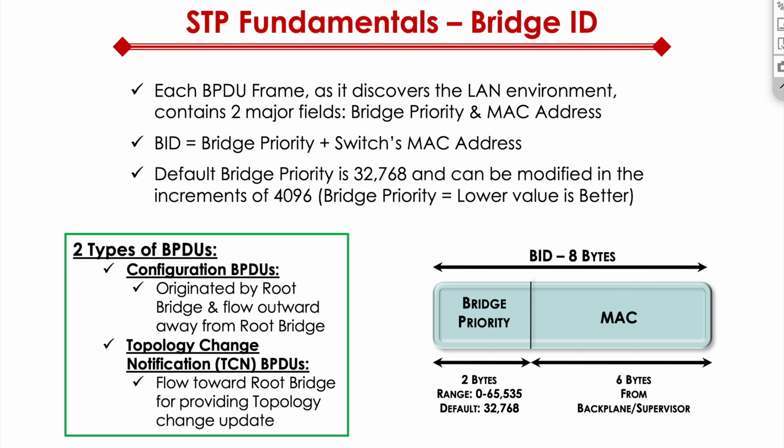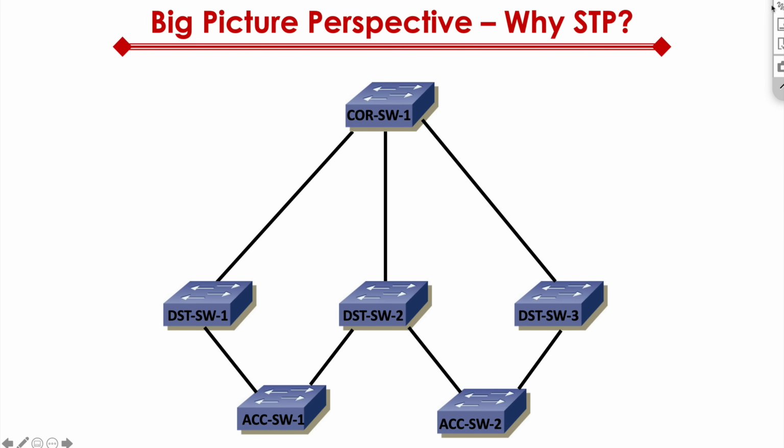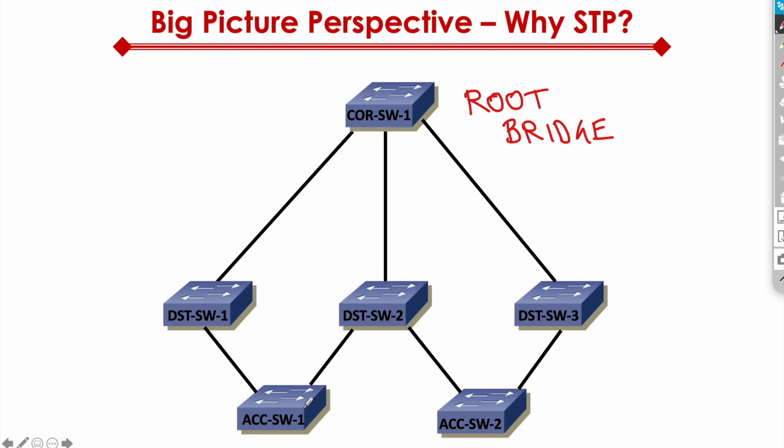Now let me explain what I mean by that right here. If this guy up at the top ends up becoming the root bridge of our network, what that means is all of these switches here in our environment are going to try to find a way back to the root without causing loops. So this link will get blocked, this link will most likely get blocked, and access switch 1 at the bottom will go through distribution switch 1 up to core switch 1. And access switch 2 is going to go to distribution 3 up to core switch 1.